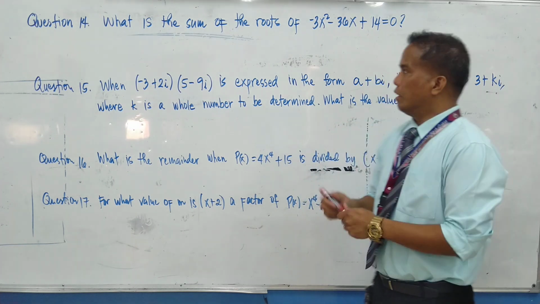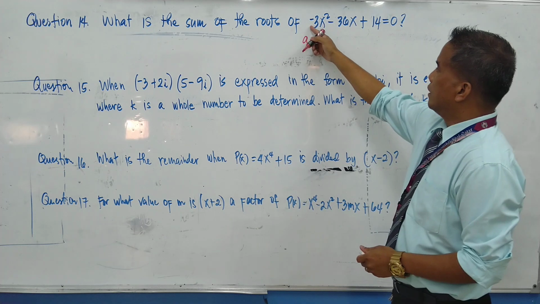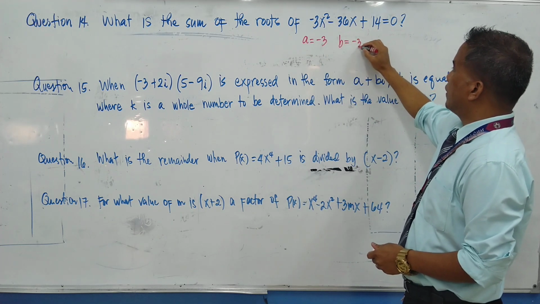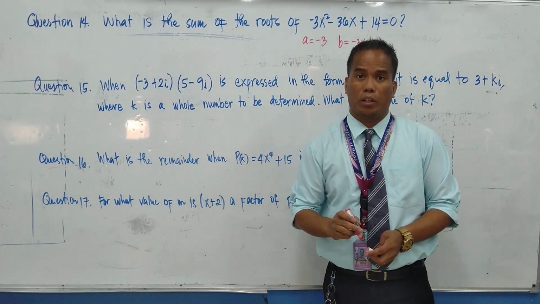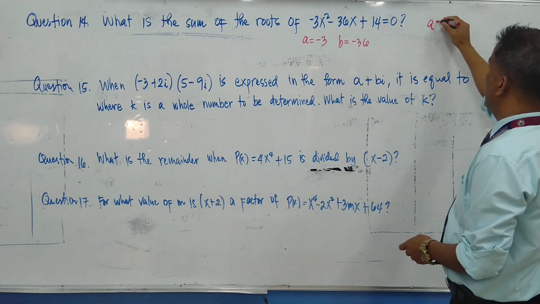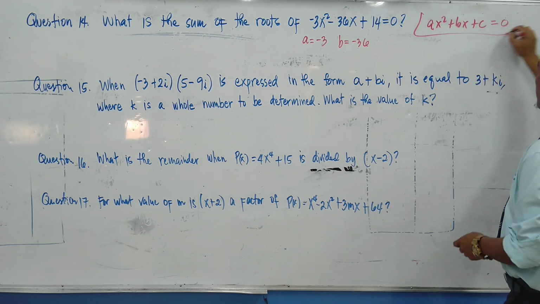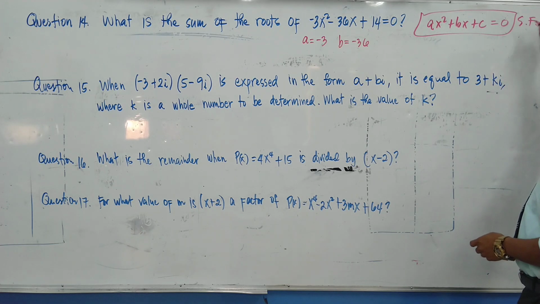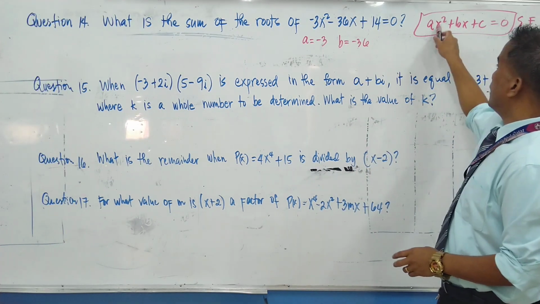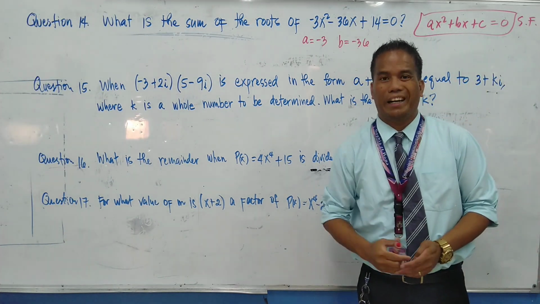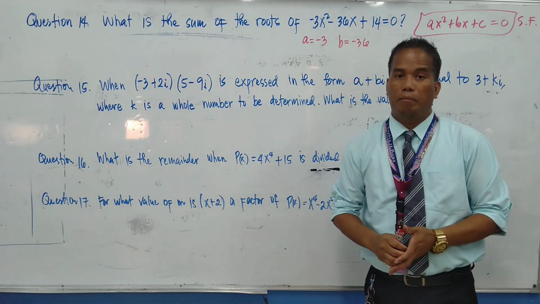Okay? So the value of a here, a is equals to negative 3. Then b is equals to negative 36. Remember the standard form of quadratic equation. So we have now ax squared plus bx plus c is equal to 0. So this is the standard form of quadratic equation. So to find the value of a, just look at the numerical coefficient of x squared, and to find the value of b, the numerical coefficient of x.